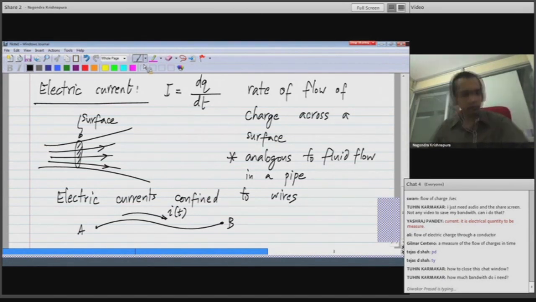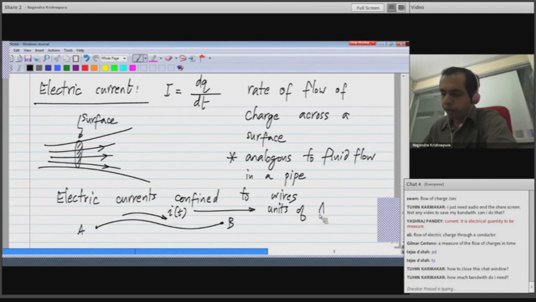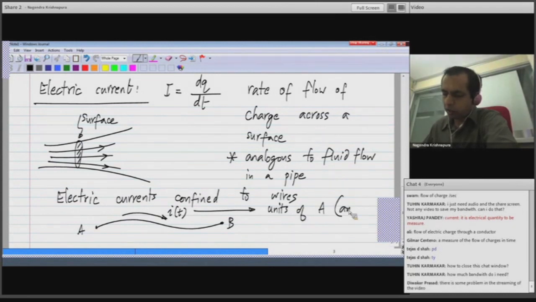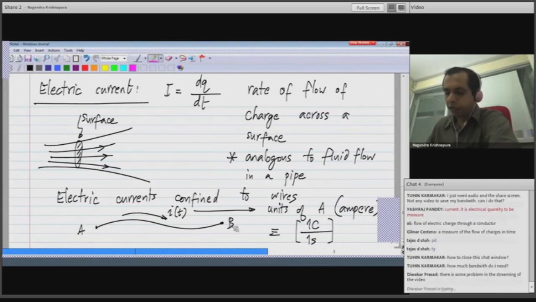And I think many of you know this already. The electric current has units of ampere. Okay. And this corresponds to carrying a charge of 1 coulomb in 1 second. Okay. So, if 1 coulomb of positive charge flows from A to B in 1 second, that constitutes a current of 1 ampere from A to B. Okay.